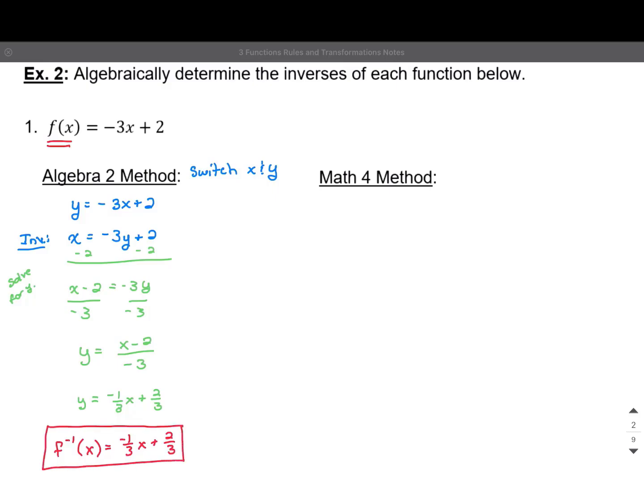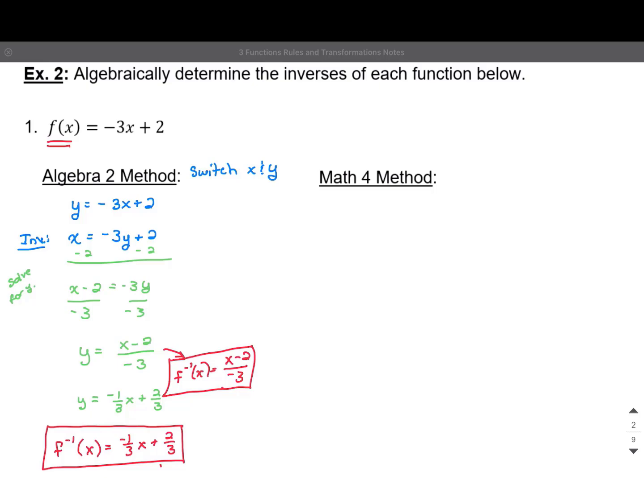Now, if you had left it over here, your f inverse of x would be x minus 2 over negative 3. And technically, this answer is fine. There's nothing wrong with that answer. Okay, both of those are correct. So if I give you this answer, you want to check and see if your answer is equivalent. Okay, now there is another way to do this.